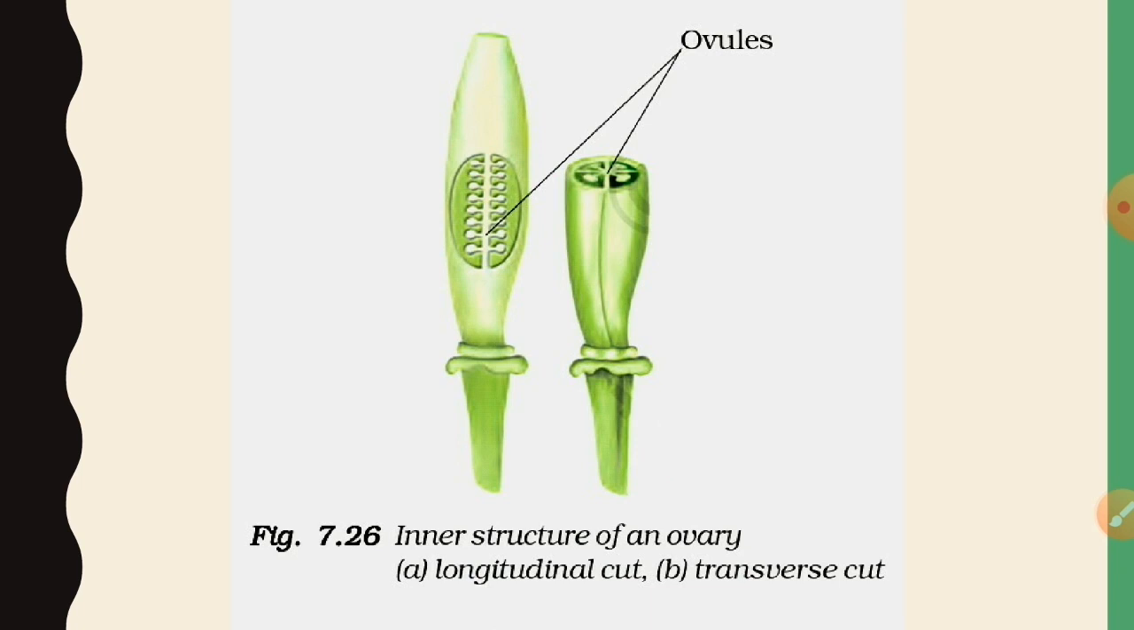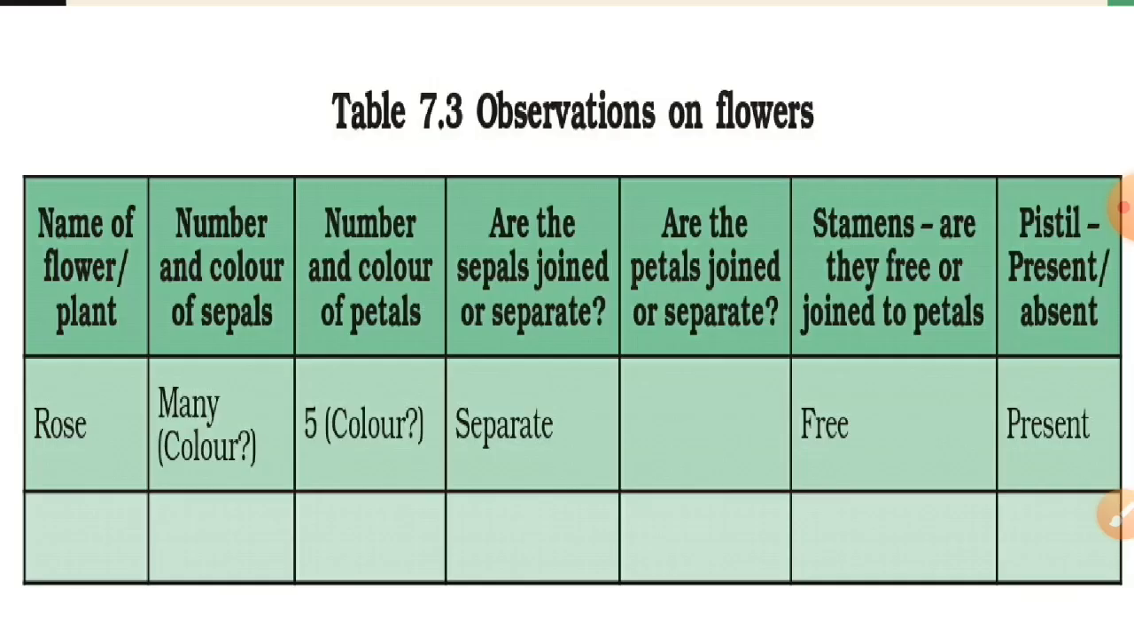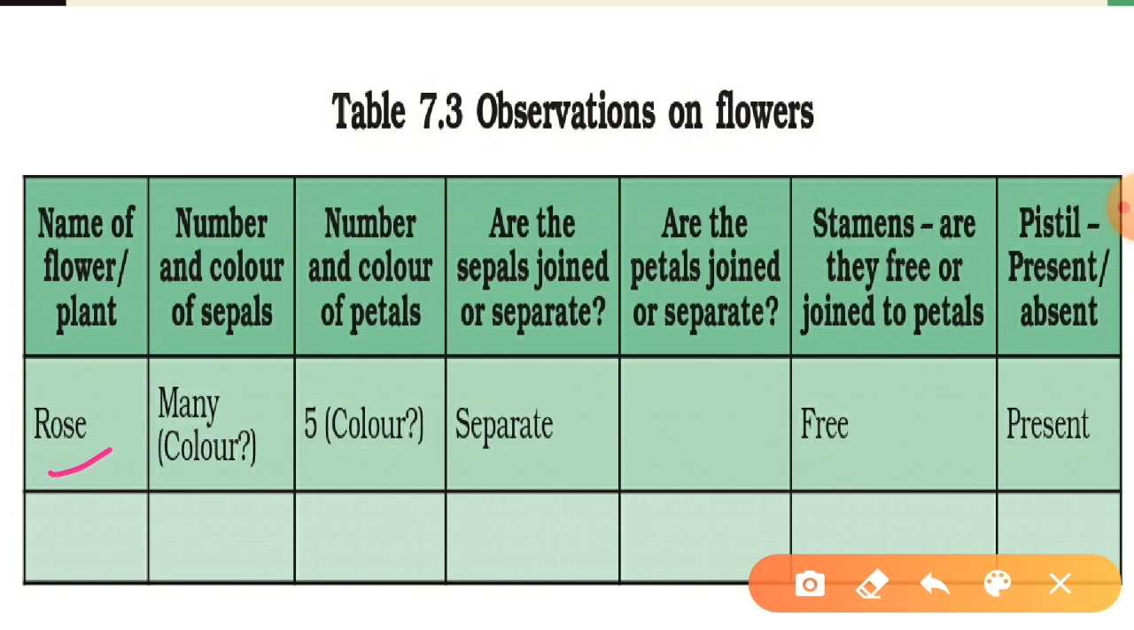Now we have discussed all these things. Let's fill a table. Here in this table we will fill about the roses that is present in your NCERT textbook. You can see there. The name of flower or plant is rose. Now the next thing which we have to fill is number and color of sepal. So we have seen that there were green sepals and the number was 5. So it needs to be corrected here. Next thing is number and color of petals. Petals were many and we have discussed a pink colored petal. Okay, so there are many different colors, you can write about them.